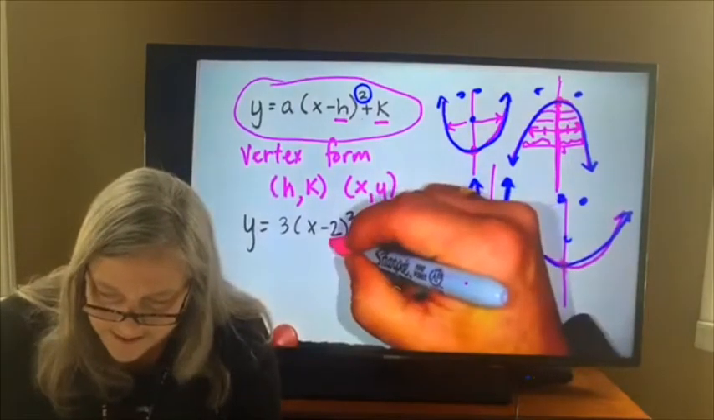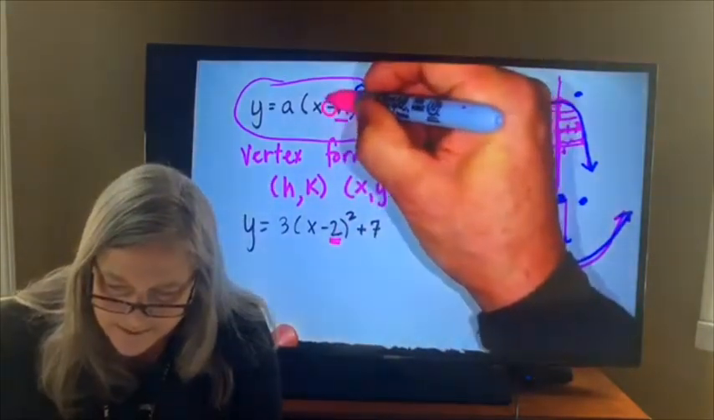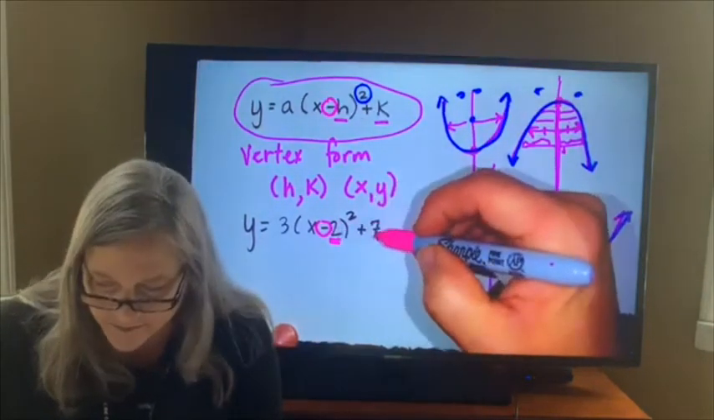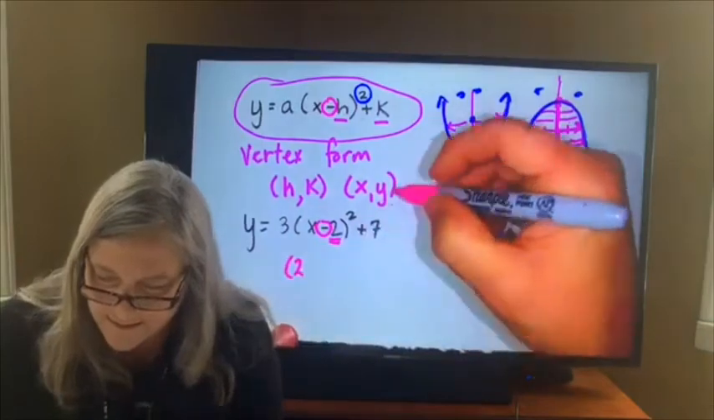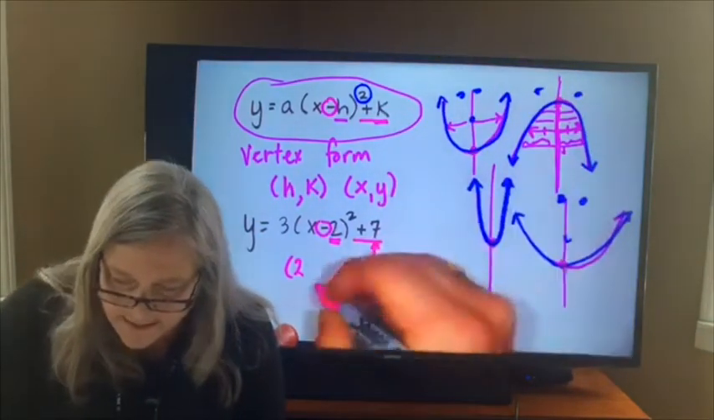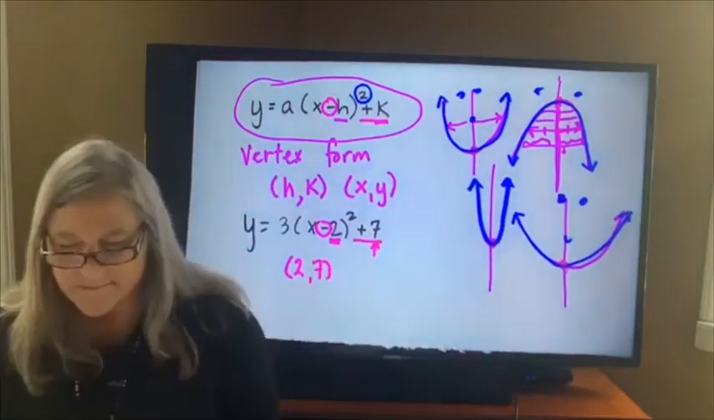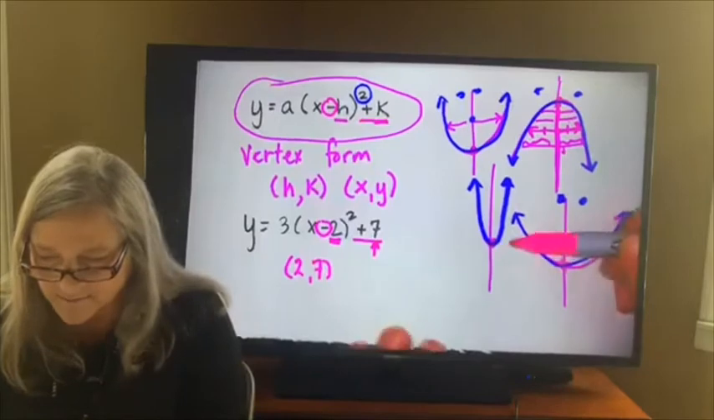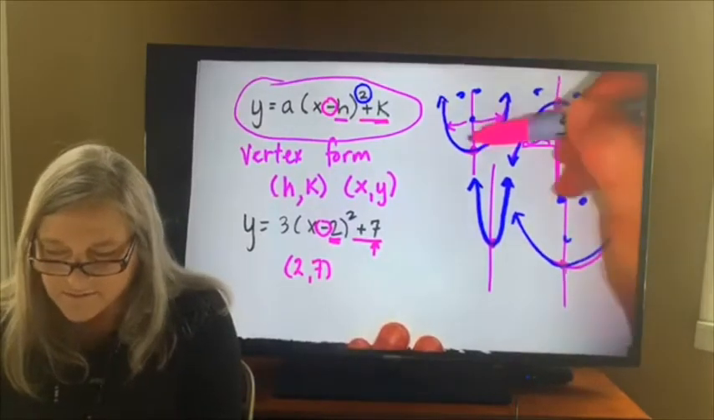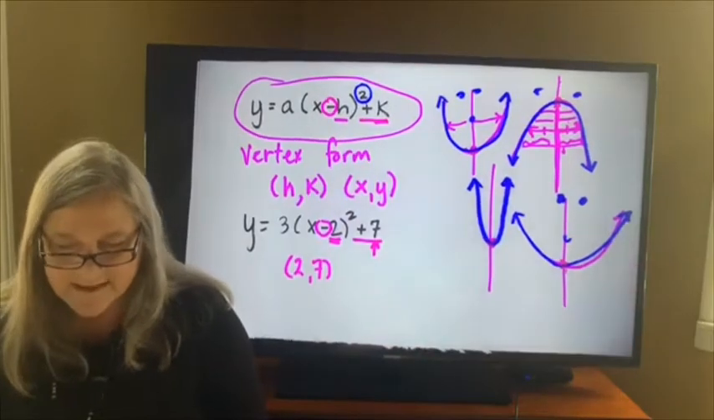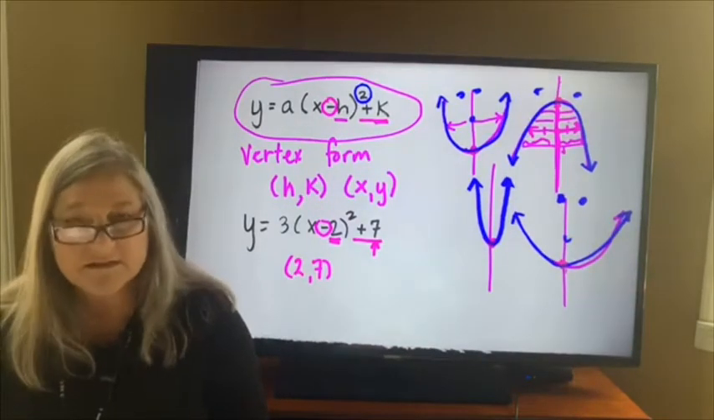So we know that this h is important. And remember, this is a minus here and this is a minus here. So that means that's just a straight up 2 for your h. So 2. And then here we have a plus k, and k in this case is 7. So we know that 2, 7 is going to be this point when we graph our line. So we can get that 2, 7 point on, and then we can start graphing it.